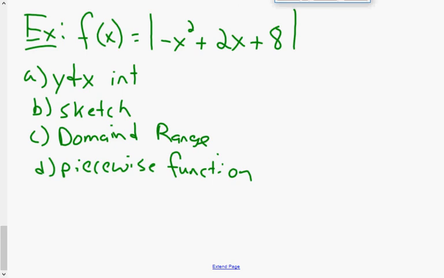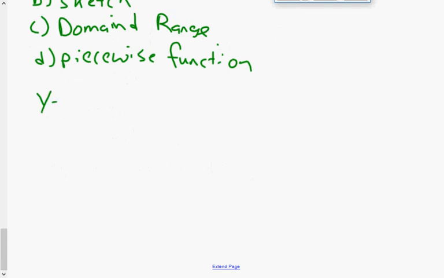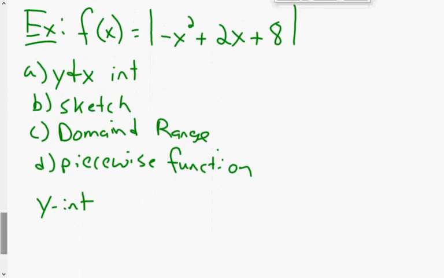All right, let's look at this guy here. Real quick, I'll do it down here, I guess. My y-intercept is... can anyone tell me just by looking at it what my y-intercept is going to be? 8. No, it's 8. It's my C value. Remember that.